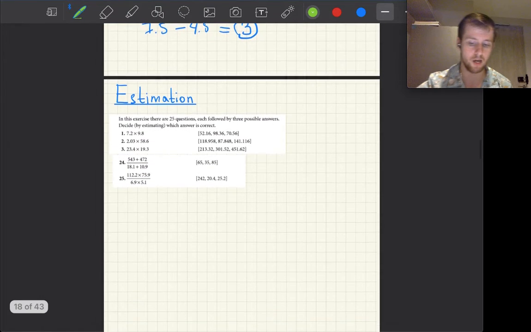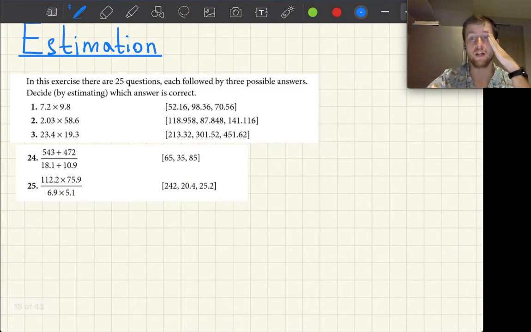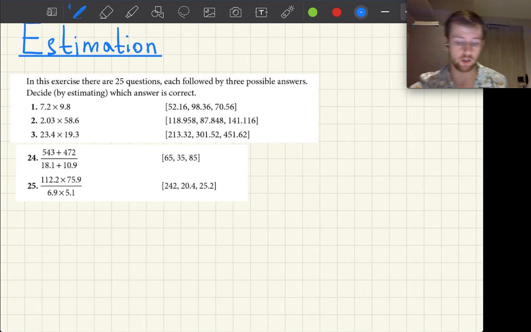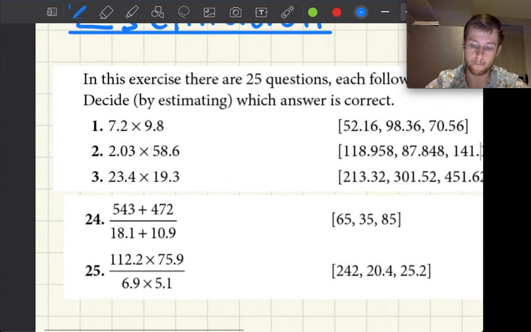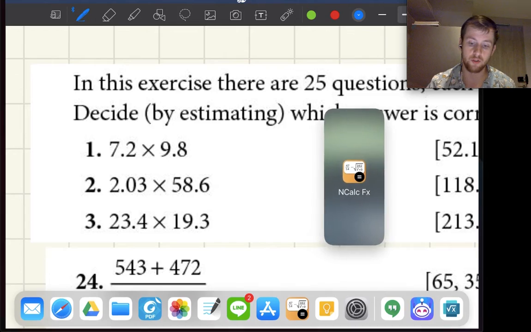Next is estimation. Estimation is quite useful because a lot of people tend to skip it, but I believe it's very, very useful because sometimes you make a typo, or you write something wrong. Estimation basically helps you to look at the numbers and think, aha, the answer should be somewhere in this area.